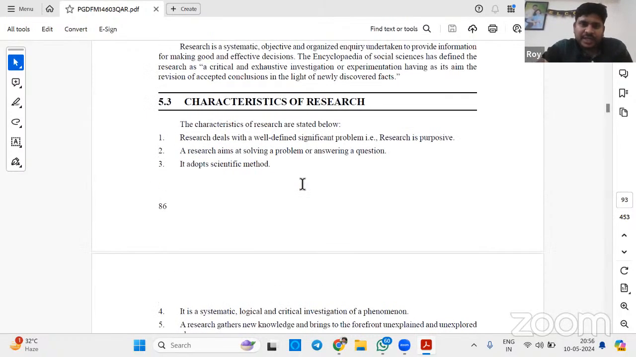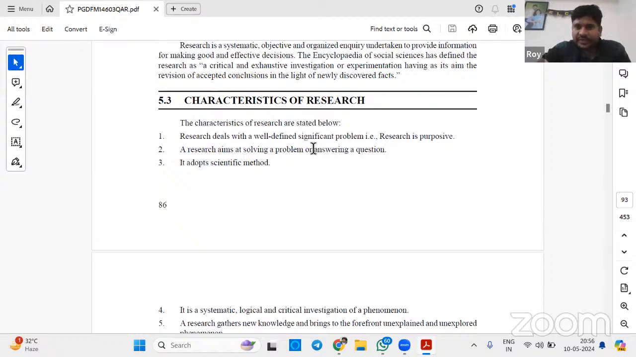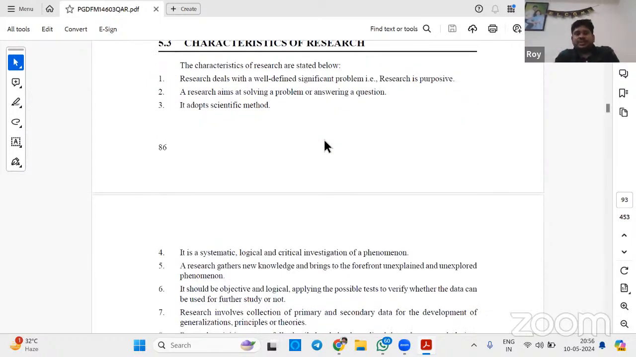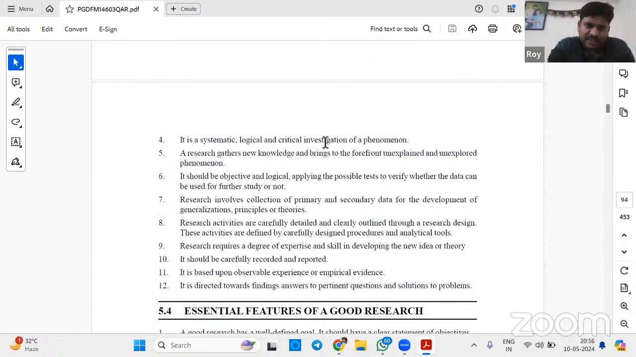Right. Now, the characteristics of research, which define it with the significant problems: research is purposive. It aims at solving a problem and finding an answer. It adopts scientific methods. It's systematic, logical, objective, and it brings knowledge. Research involves collection of primary and secondary data. We will see what primary and secondary data are in the coming chapters.